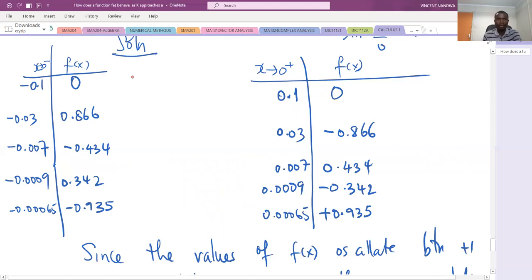So in the next session, we'll give the formal definition of limit and then do some proofs involving the formal definition. So thank you.